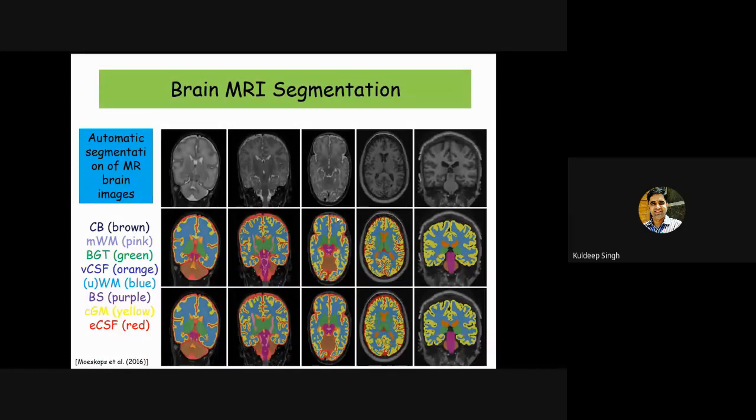You can imagine how many slices are computed when we are taking a brain MRI. So that's a large volume of data, and it is being provided to deep learning. It can easily automatically segment the different slices of a brain MRI.